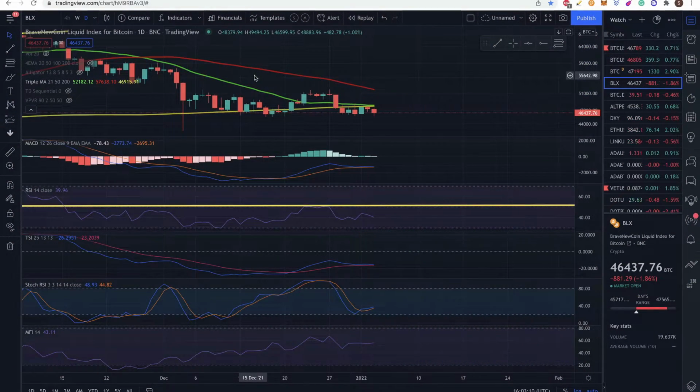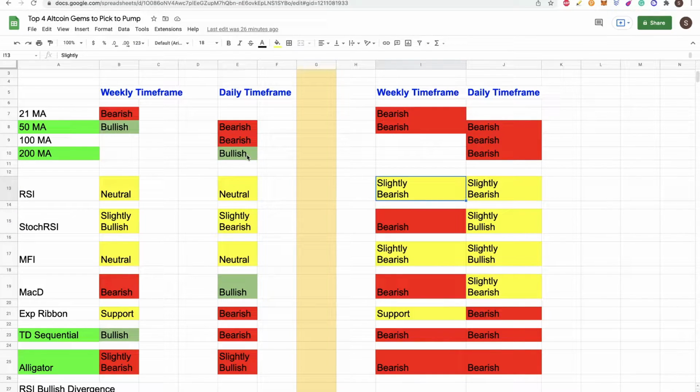If we move to the daily candles, again this yellow line is the 200 moving average on the daily time frame. We are below that, so we lose the recovery that we had last week. Last week we were above the 200. So that changes from bullish to bearish on the daily time frame, like you can see here. Then the RSI moved from neutral to slightly bearish, and the stochastic RSI from slightly bearish to slightly bullish.